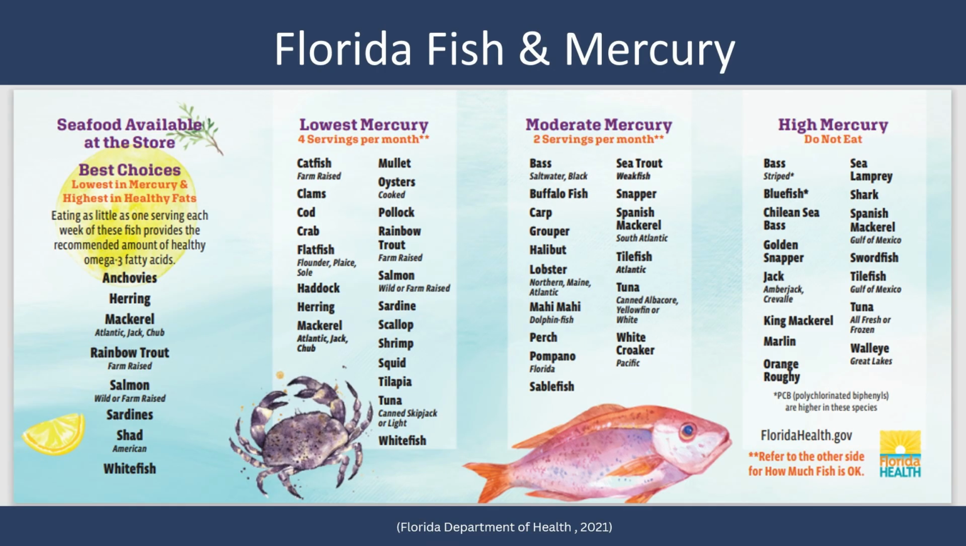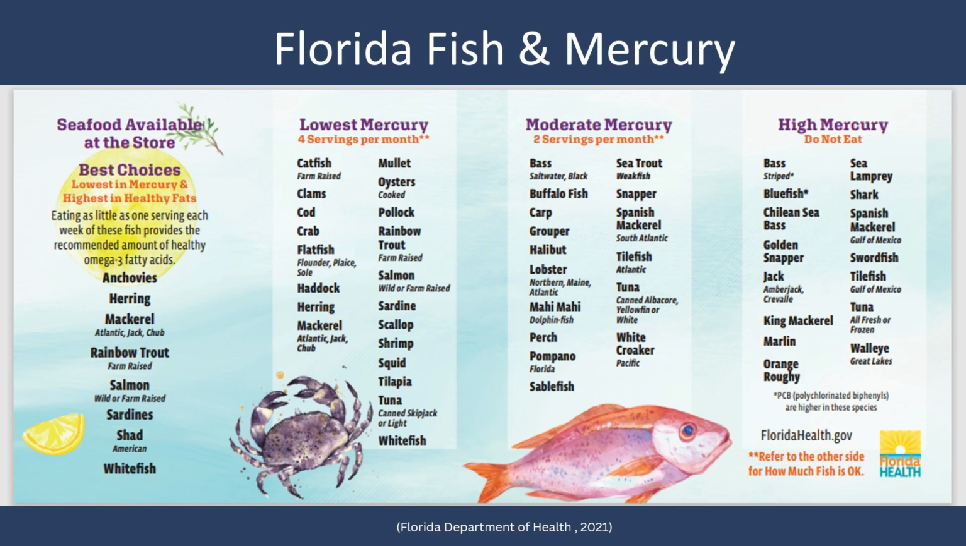Moderate mercury levels are found in bass, carp, grouper, halibut, lobster, mahi-mahi, perch, pompano, sablefish, sea trout, snapper, Spanish mackerel, tilefish, tuna, and white croaker. It's recommended no more than 2 servings of these types of fish per month.